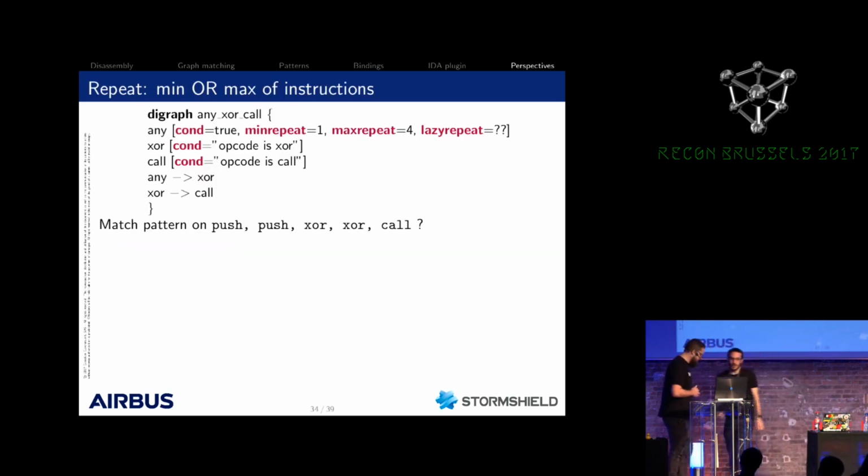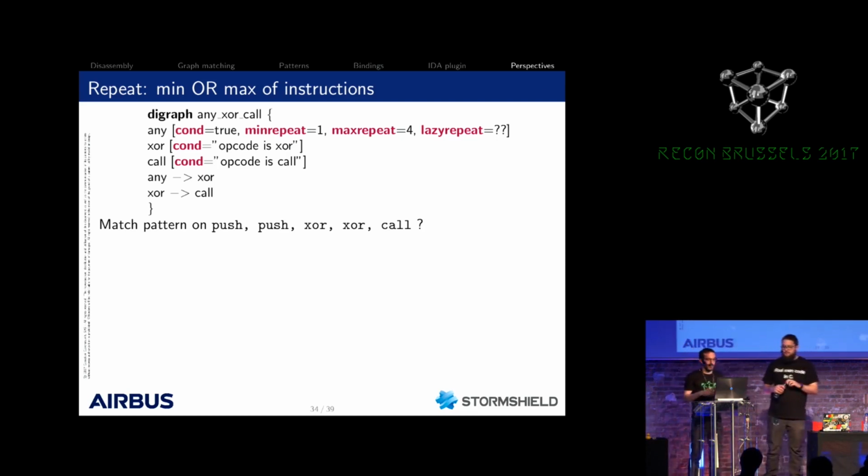Okay, there is another limitation of how we write patterns. We explained how we can do node repetition, but there is one limitation. With node repetition, we can either say I want the least number of matched instructions, or I want the maximum number of matched instructions. There is no in between. So the problem is this one.